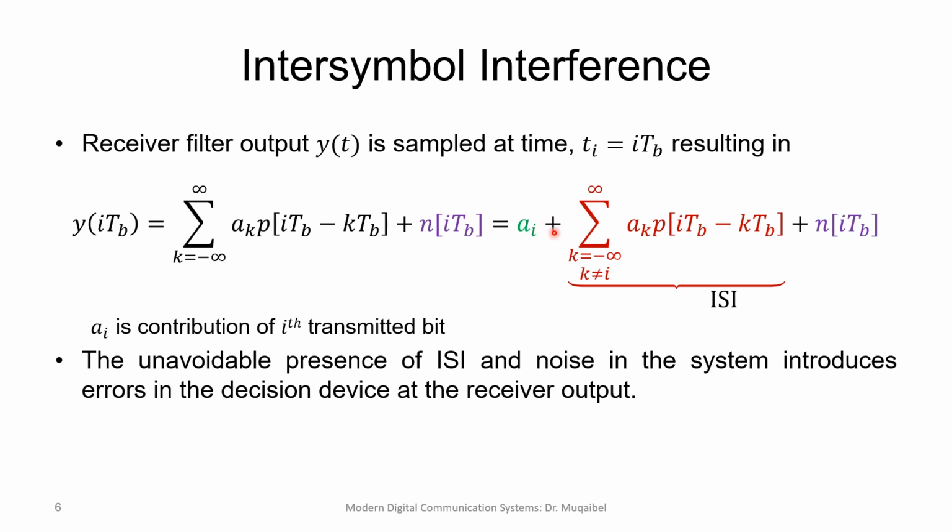So this is what we want, and this is the unwanted. This is the green, the good part of the signal, and this is the unwanted signal. I am coloring this in red. This is called the ISI. It's always there unless we deal with it. So the unavoidable presence of ISI and noise in the term introduces error in the decision, because this is a signal and this can all be considered as noise.